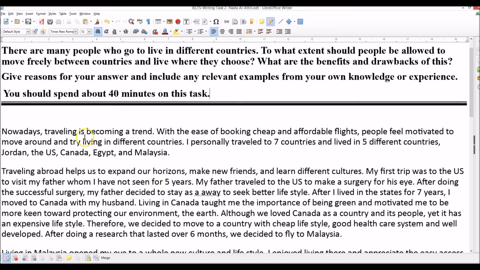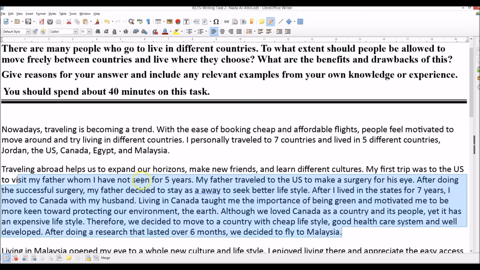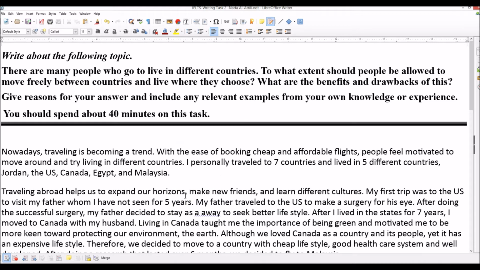So, "nowadays traveling is becoming a trend." Well, first, it's not traveling. This is migration. To travel is to take a holiday or a trip. So that's nothing to do with the topic. "With the ease of booking cheap and affordable flights, people feel motivated to move around and try living in different countries." Well, this sounds like an example and an explanation, so that shouldn't be here. It should be in the body paragraph. "I personally travelled to 7 countries and lived in 5 different countries." Okay, well, good, but still, this is an example. It shouldn't be here. It should be here or in here.